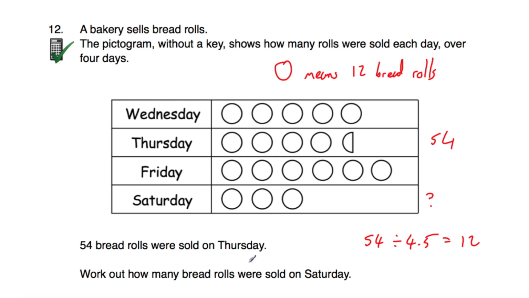So the question says how many bread rolls were sold on Saturday. So we want to know how many bread rolls were sold on Saturday. So it's going to be 12, 24, 36. So there's 36 bread rolls sold on Saturday, and that's it.